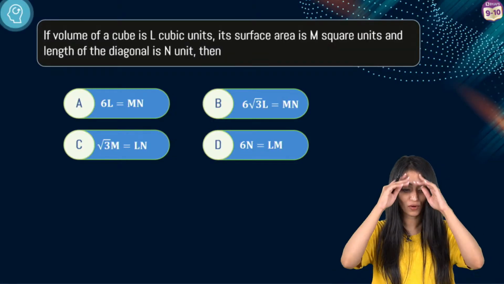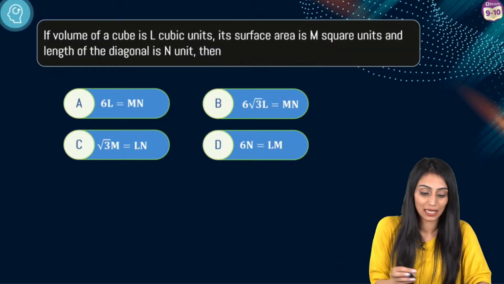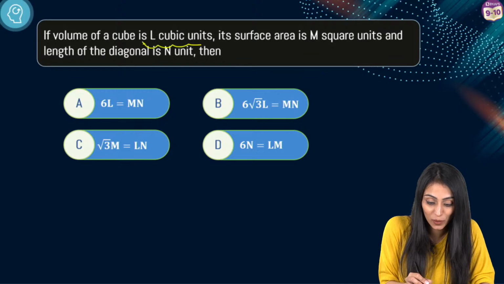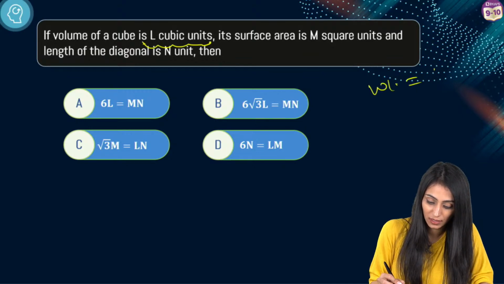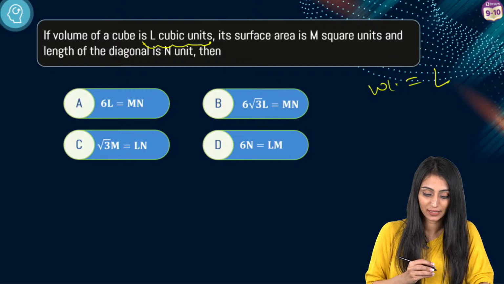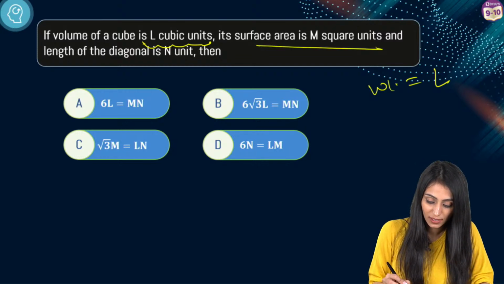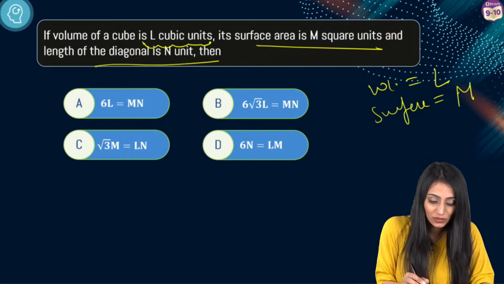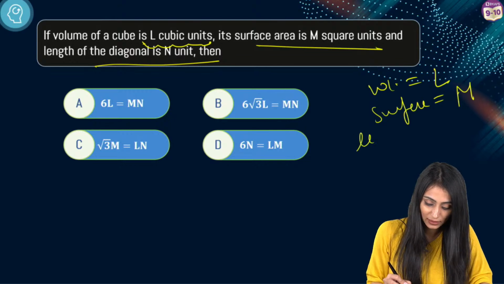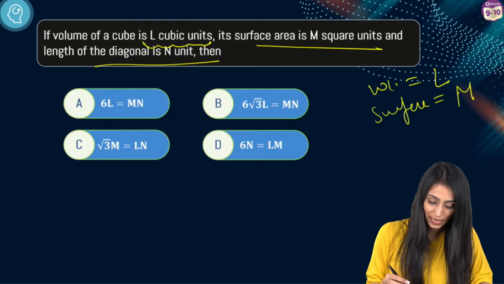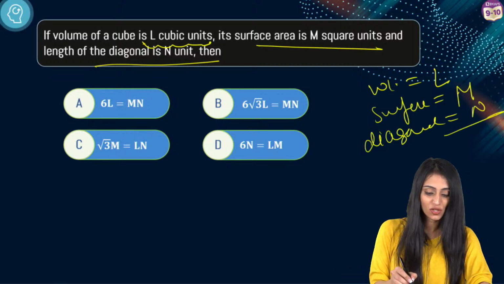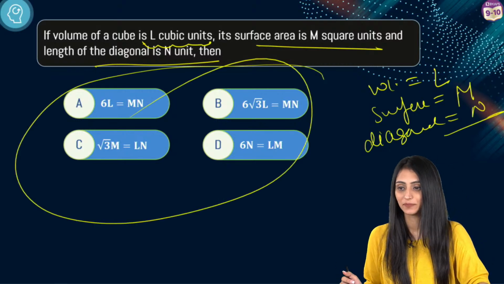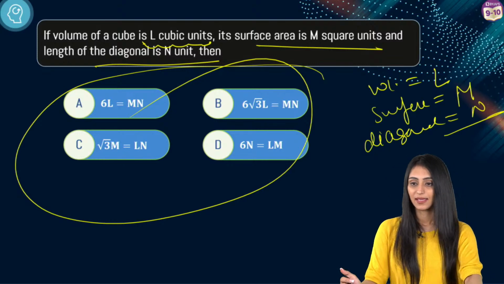Let's take a look at question number 14. If the volume of a cube is L cubic units, so volume is given as L cubic units, right? Surface area is M square units. We know that areas are in square units, so I'm not writing the unit here. Length of the diagonal is N units. So we are talking about the diagonal here. Then which of these relations is correct? Yes, quickly.